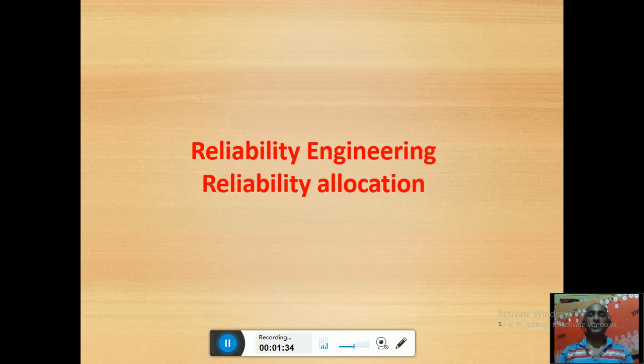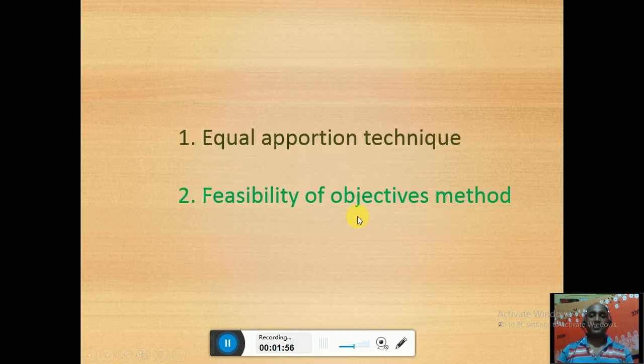Now, why do we need to allocate the reliability? We already discussed that we will have the target of system reliability, and on the basis of that we have to allocate the reliability to individual components, such that the system will have the targeted reliability. In this video lecture we are going to learn about two very important methods, altogether very different. First is the equal apportionment technique, and second is the feasibility of objectives method.